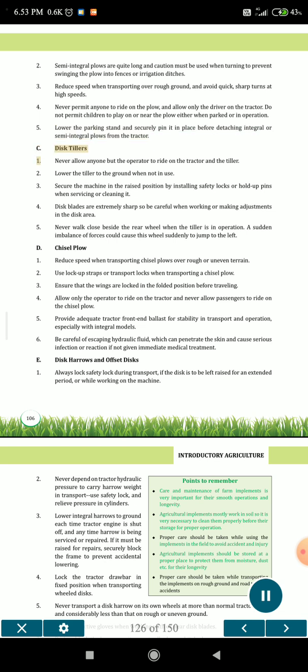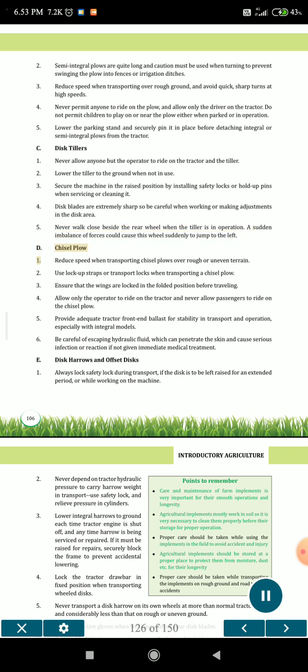C. Disc tillers. 1. Never allow anyone but the operator to ride on the tractor and the tiller. 2. Lower the tiller to the ground when not in use. 3. Secure the machine in the raised position by installing safety locks or hold-up pins when servicing or cleaning it. 4. Disc blades are extremely sharp, so be careful when working or making adjustments in the disc area. 5. Never walk close beside the rear wheel when the tiller is in operation. A sudden imbalance of forces could cause this wheel suddenly to jump to the left.